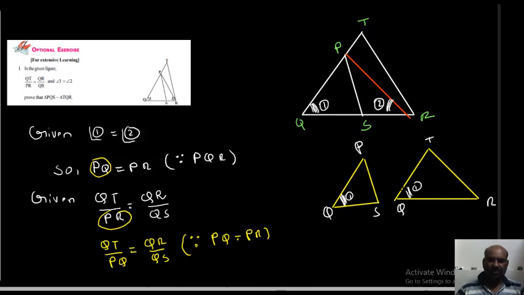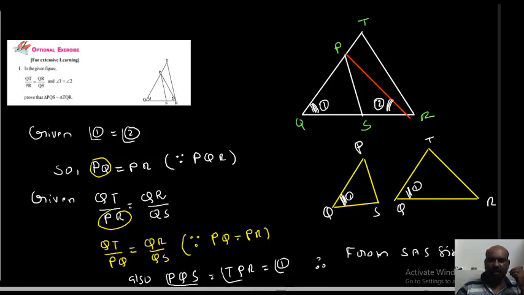See here, QT by PQ equal to QR by QS. From SAS similarity, these two triangles are similar. Given, also I will write angle PQS is equal to angle TQR equal to angle 1. Therefore, from SAS similarity, triangle PQS similar to triangle TQR. Completed.